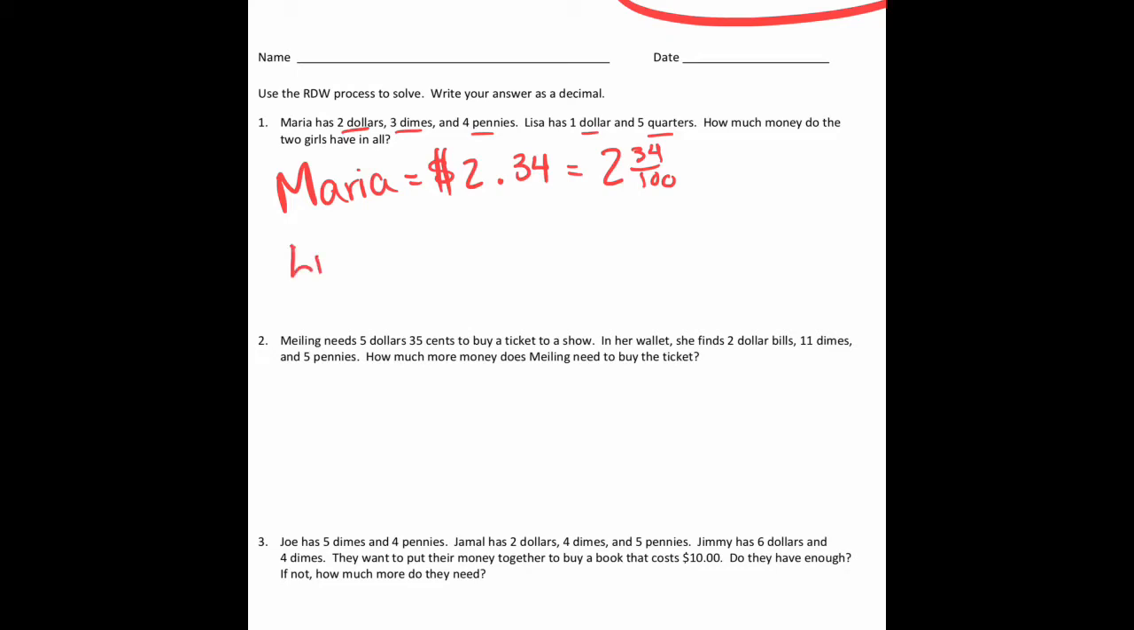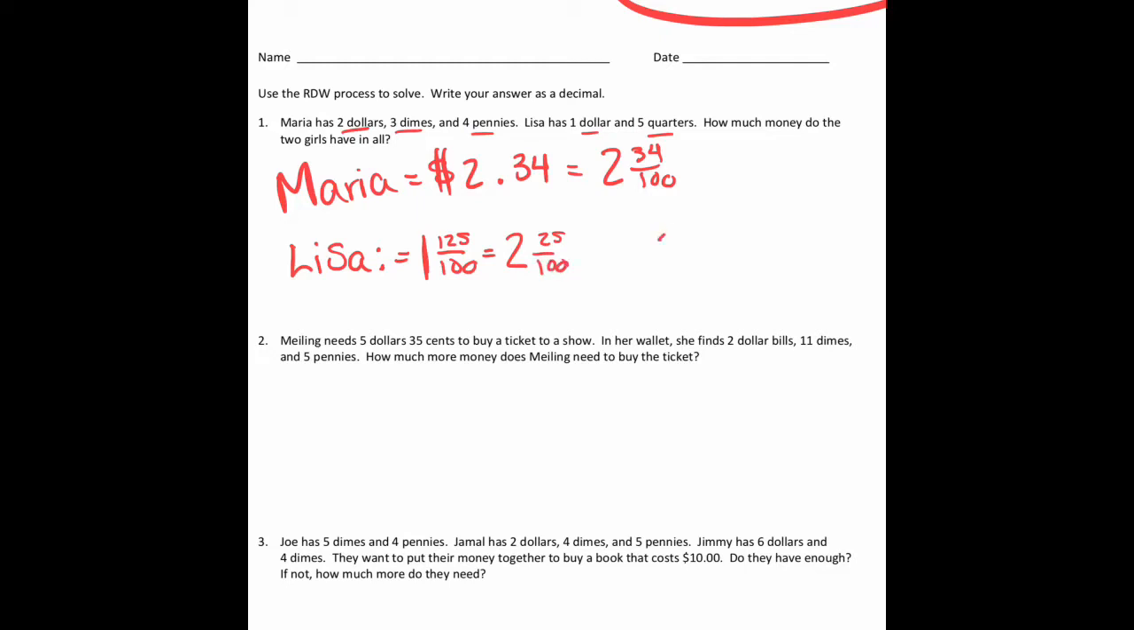Lisa has $1 and 5 quarters. Well, those 5 quarters are more than $1, so really she has 1 and 125 hundredths. Well, hold on, let me erase this. She's really going to have 125 hundredths dollars, because 5 quarters is 125 cents, which would really be, when you change it, $2.25.